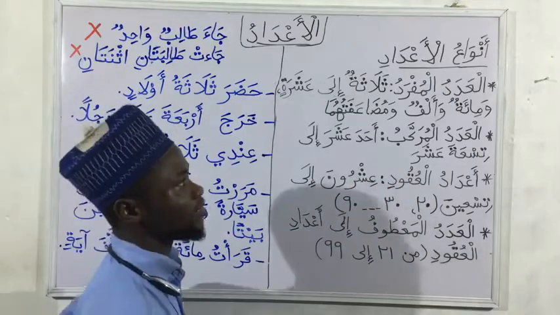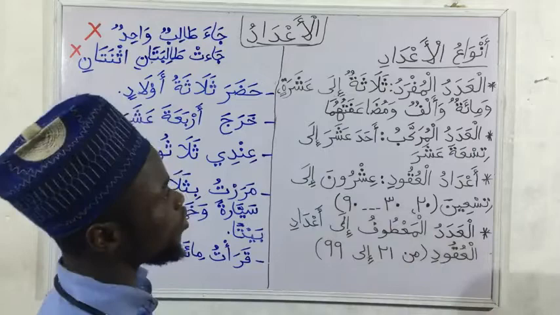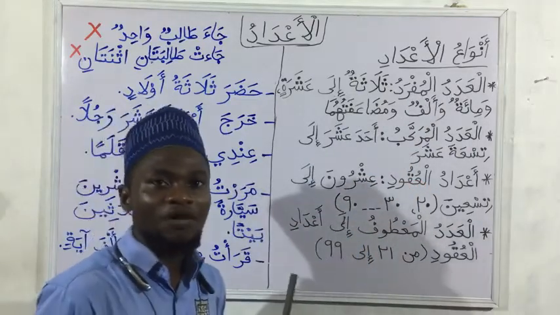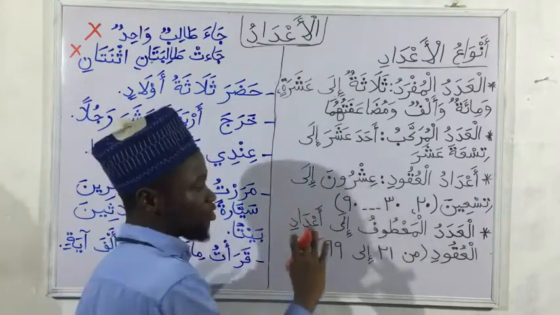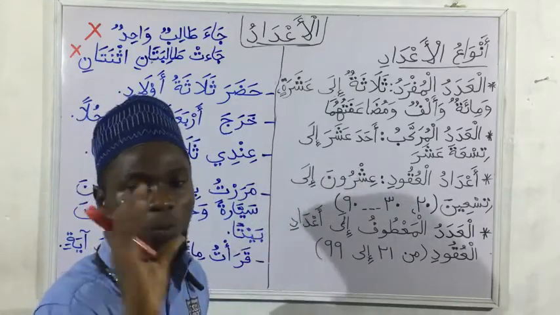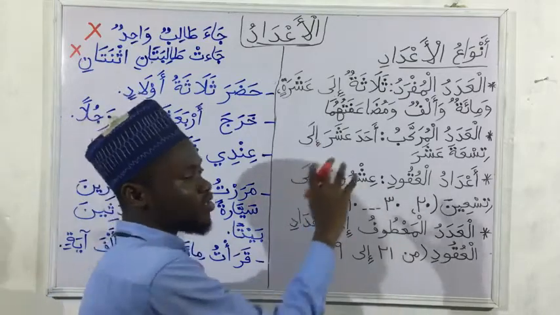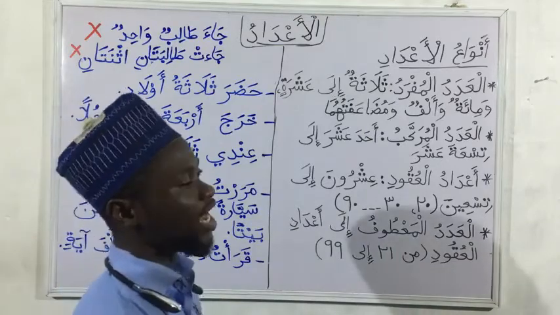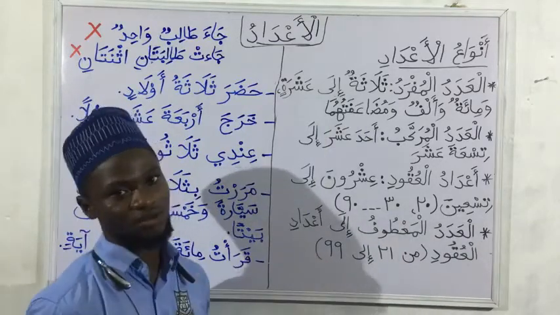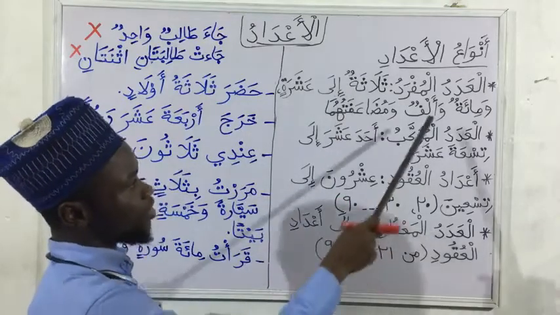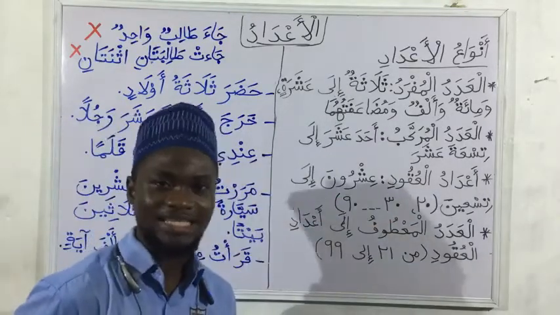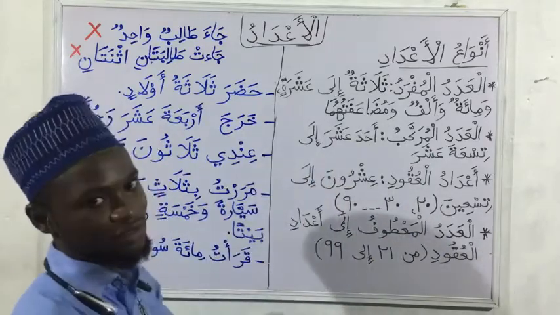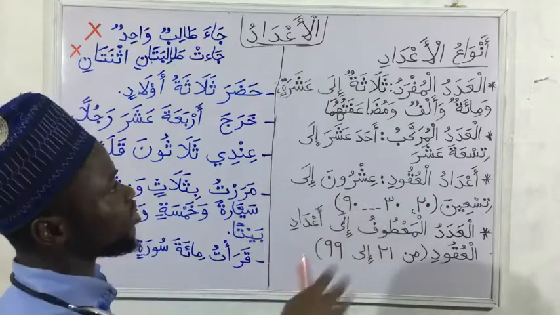So, on that, the types of numbers or division of numbers. Al-adadu al-mufrad: numbers that are formed from one word. When we have one word as a number, that is adadul mufrad. And we can have them from thalathatun ila asharatin, 3 to 10, and mi'atun, 100, and alfun, 1,000, and their multiples, like 2,000, 3,000, 4,000, 200, 300.